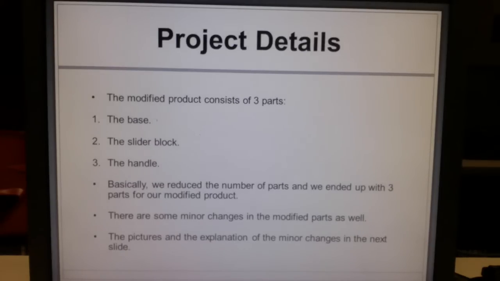So now we're going to be talking about the modified product, which consists of 3 parts: the base, the slider block, the handle. I know we had the same names, but we made some modifications and some changes for the 3 parts here. So basically, we reduced the number of parts and we ended up with 3 parts for our modified product. There are some minor changes in the modified parts as well.